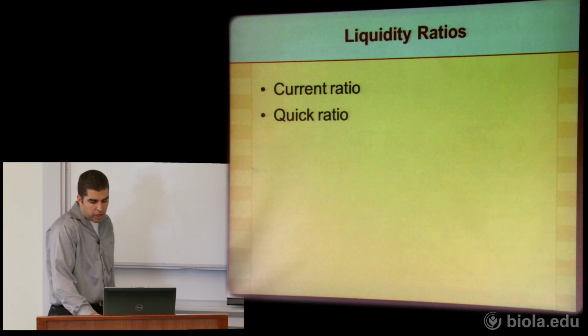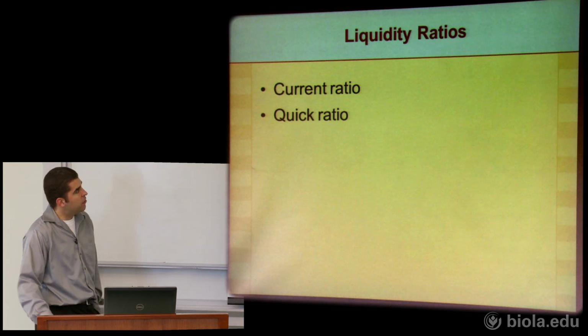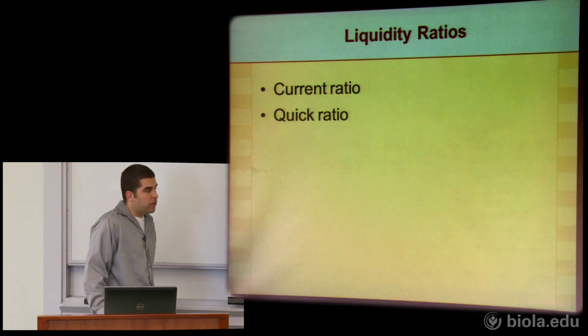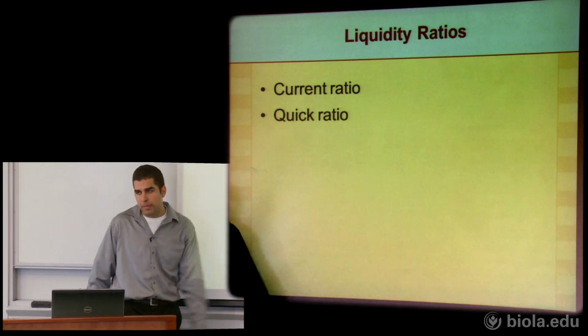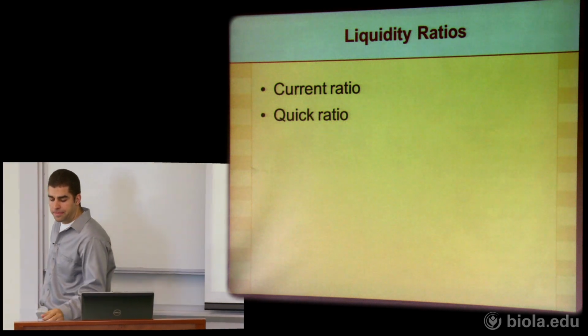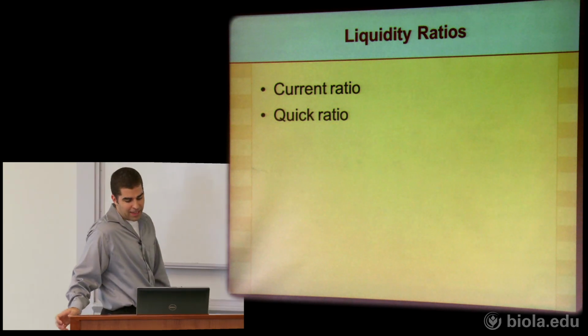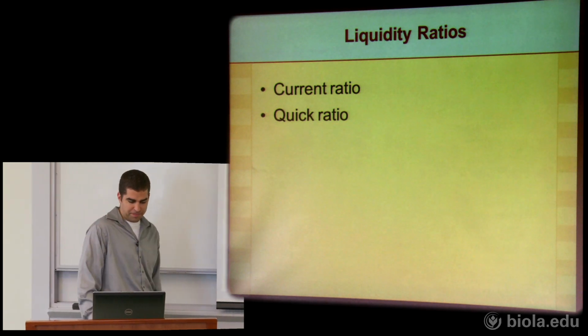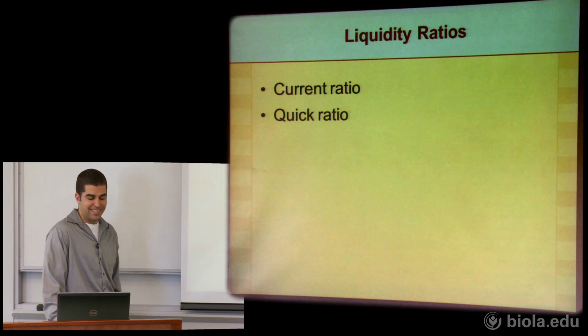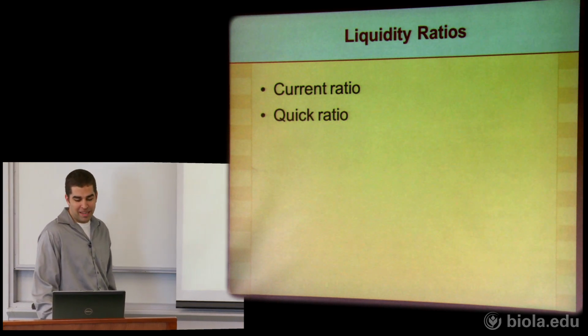So we're going to go through five different types of ratios. We've got liquidity ratios. Liquidity, just as a refresher, what does that mean? Haley, what does liquidity mean? How well we can pay what? Our debts. All right, thank you. How well we can pay our liabilities off.